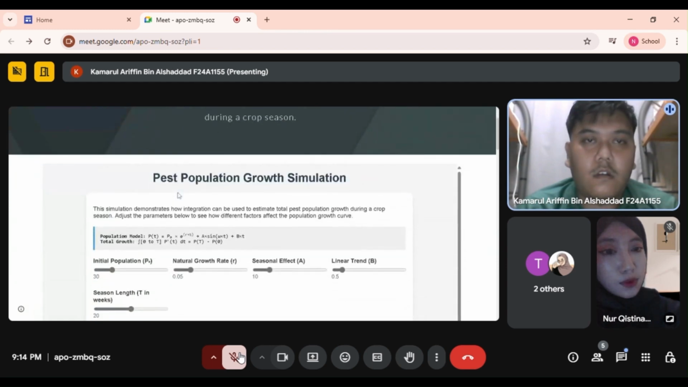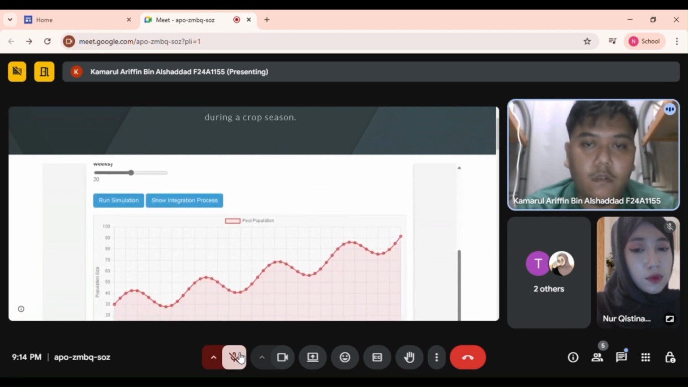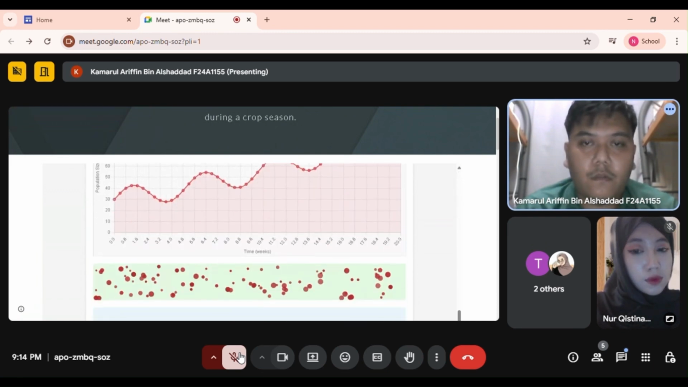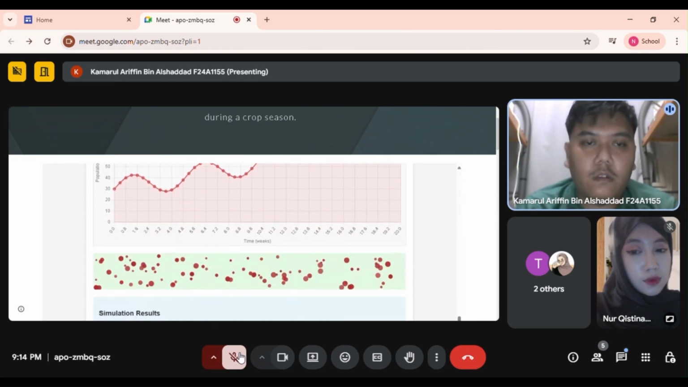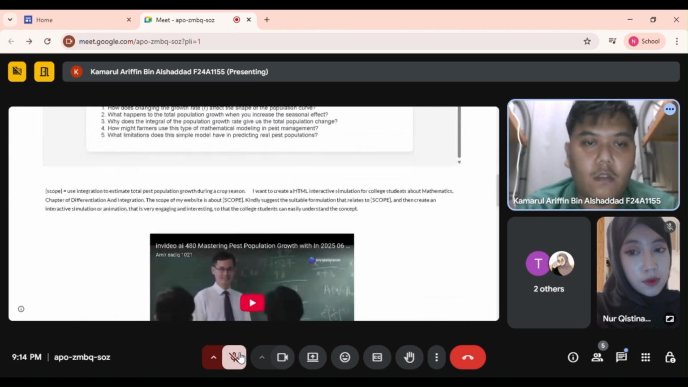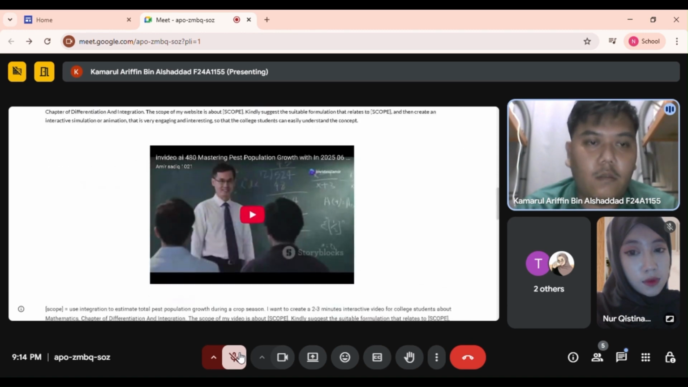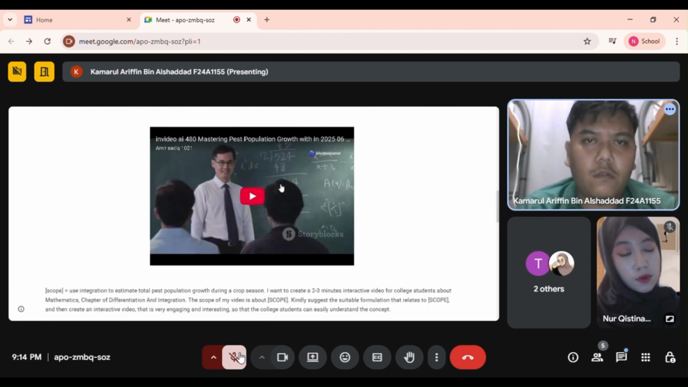Okay. Pest population growth simulation. This is the graph. And then component 2 is the video, the AI video.